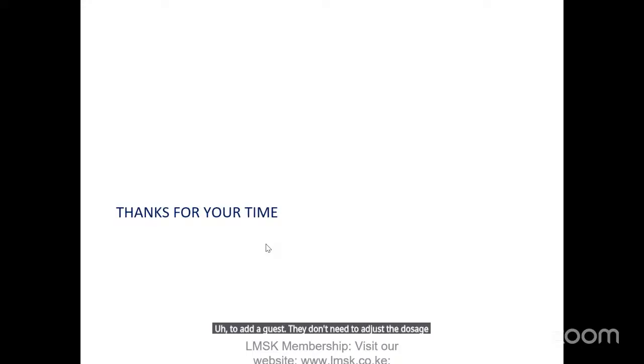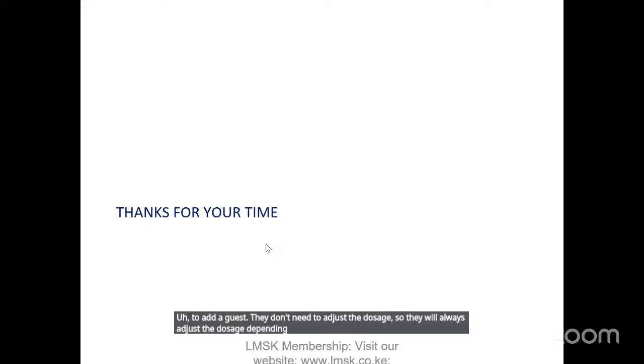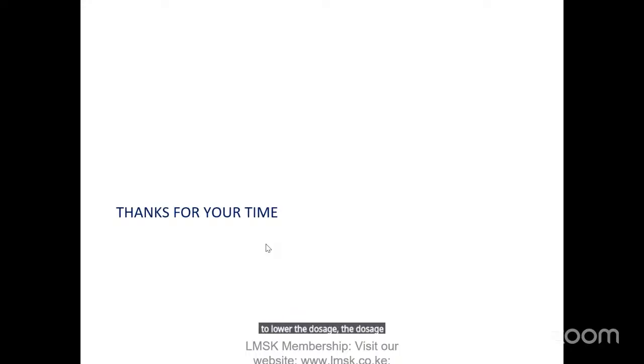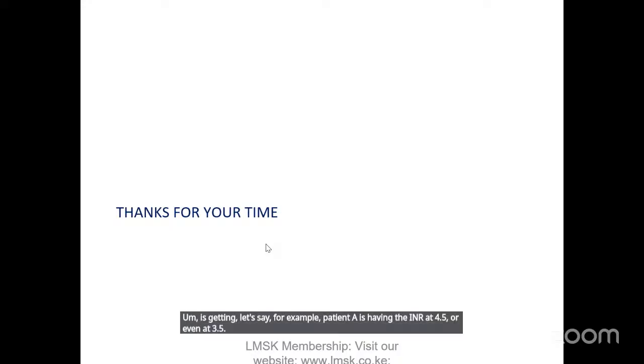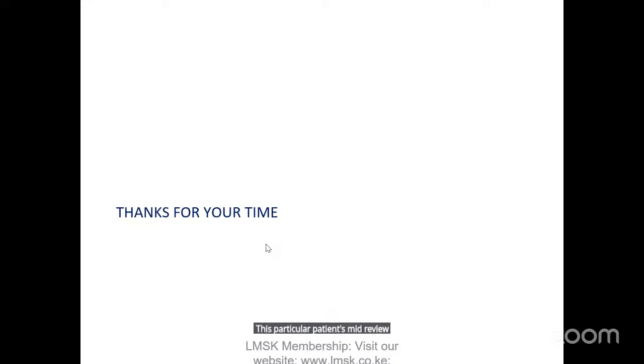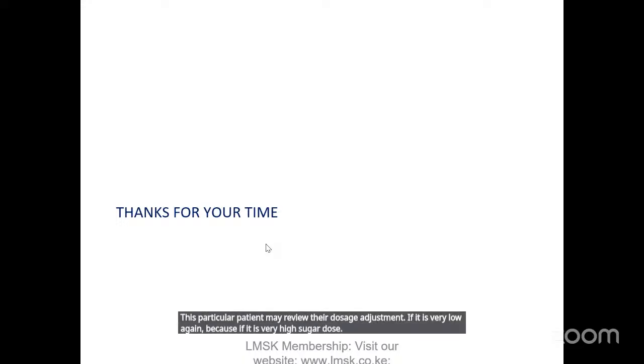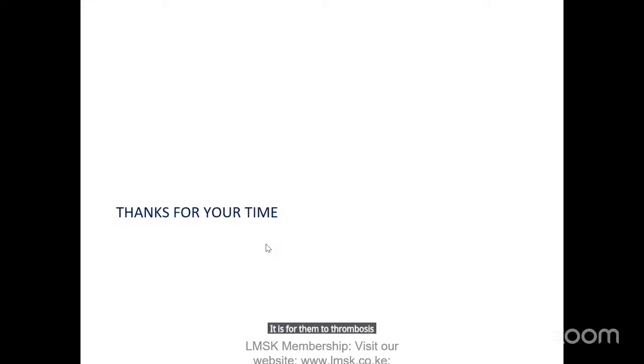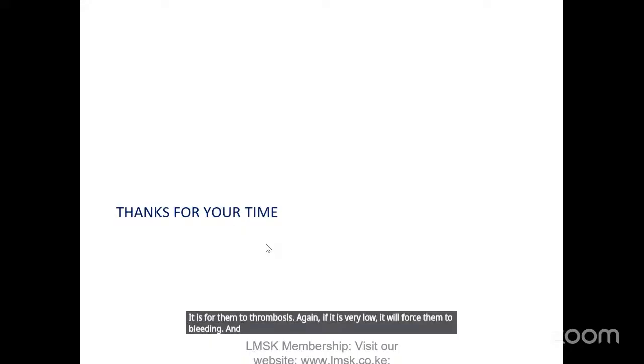So they will always adjust the dosage depending, because if it is very high, then the doctor has to lower the dosage of the oral anticoagulant that the patient is getting. Let's say, for example, patient A is having the INR at 4.5 or even at 3.5. This particular patient needs review and dosage adjustment. If it is very high, it will predispose them to bleeding. Again, if it is very low, it will predispose them to thrombosis. And so in that case, the doctor needs to again increase the dosage.